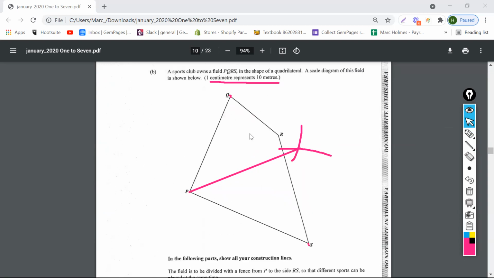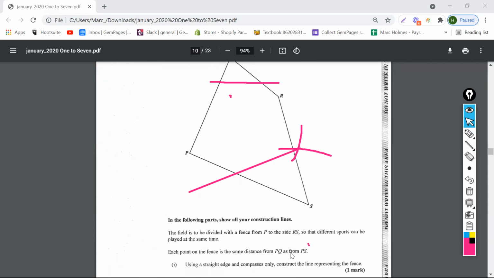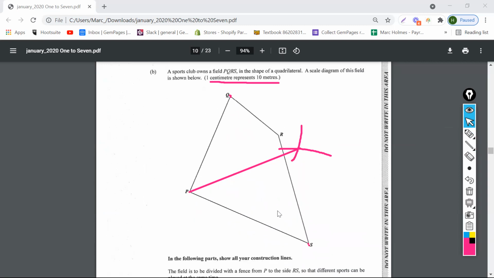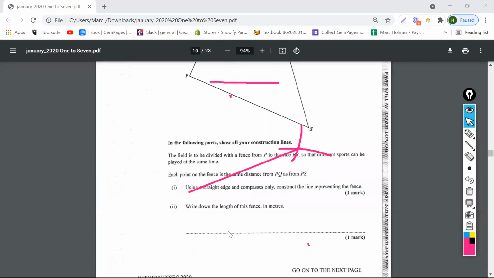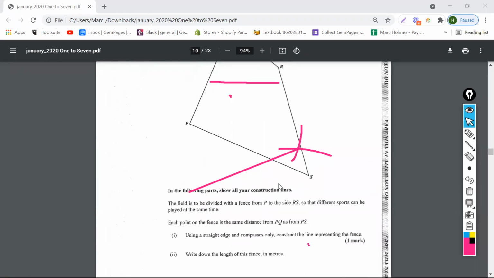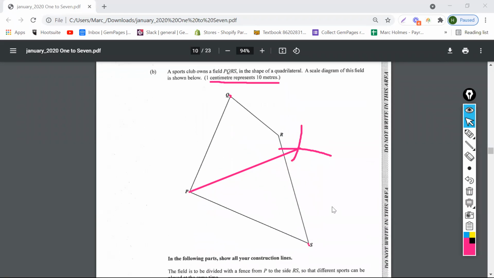Right. Right, right. So they're trying to set the distance between PQ and RS using a straight line and compasses only. Each point on the fence is the same distance from PQ as from RS.